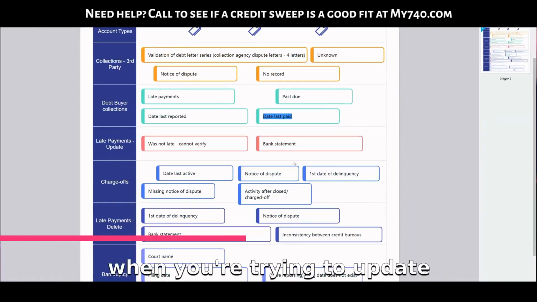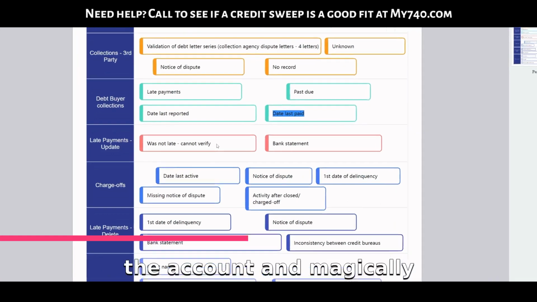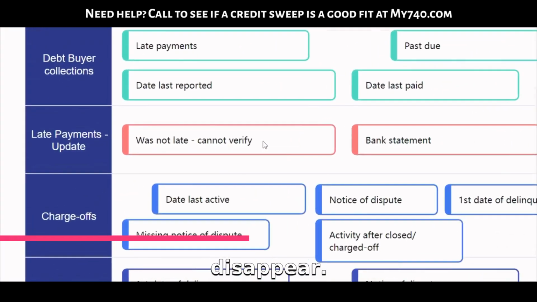Now, late payments when you're trying to update the account and magically have the late payments disappear. Now, does this happen? Yes, all the time. Yes, all the time, okay? Now, just a bit of a caveat here, if you're trying to remove like 120 days late, it's not going to happen. It's not going to happen.